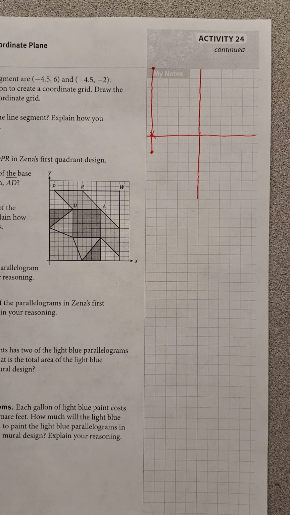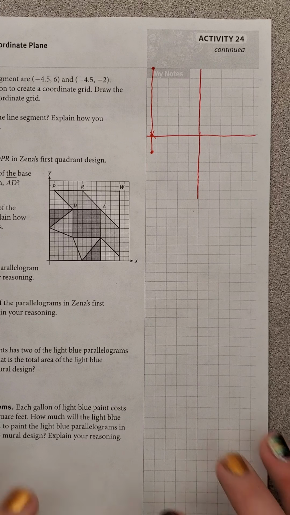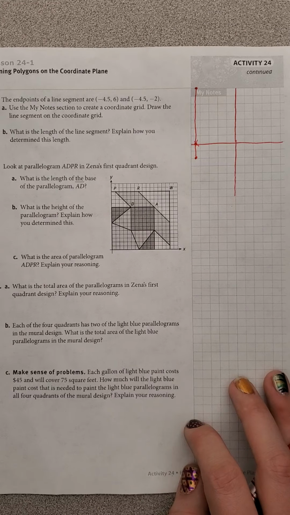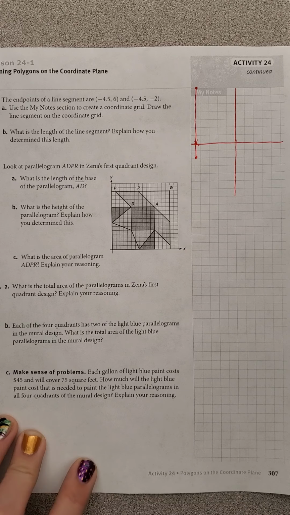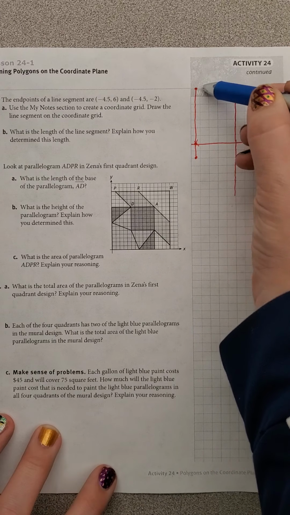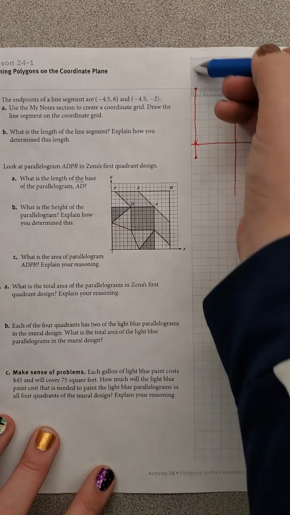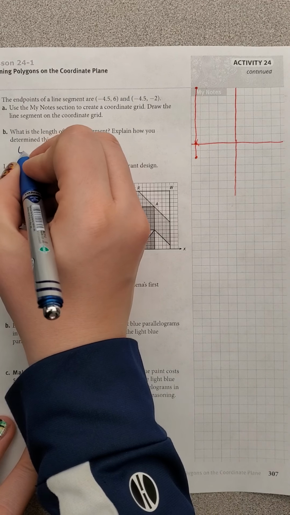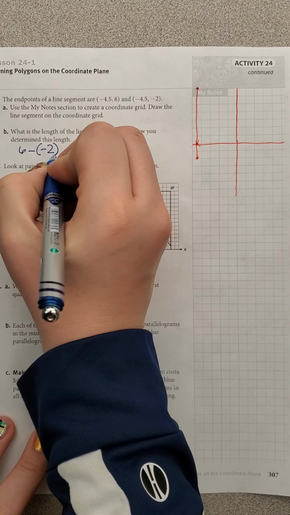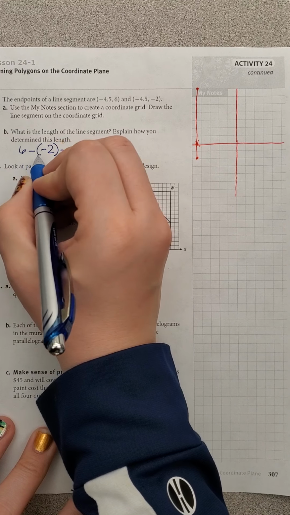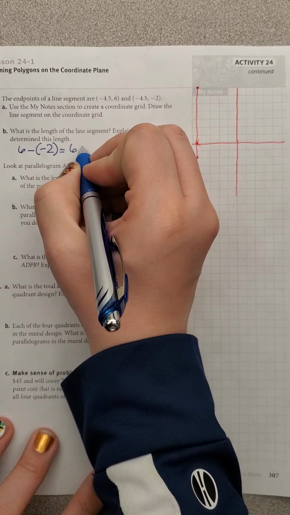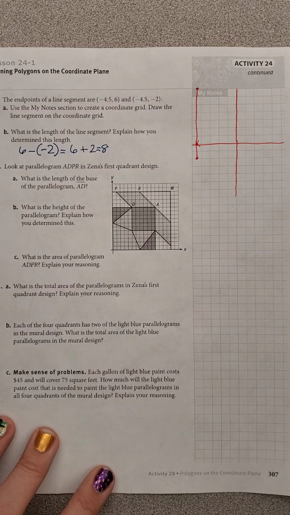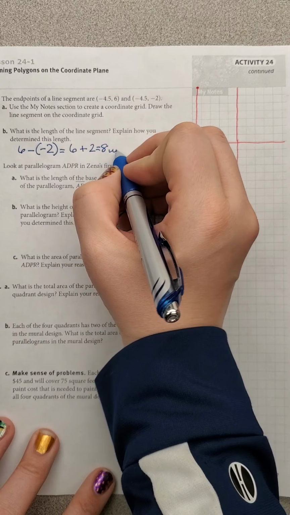B says, what is the length of the line segment? Explain how you determined this length. Well, zoom back out a little bit. So if I go up 6, and then I went down 2. The whole thing. Well, let's use my coordinates, right? 6 minus a -2. Remember this, we change this, take the opposite, right? So 6 plus 2 gives me 8. So my distance, my line segment, is 8 units.